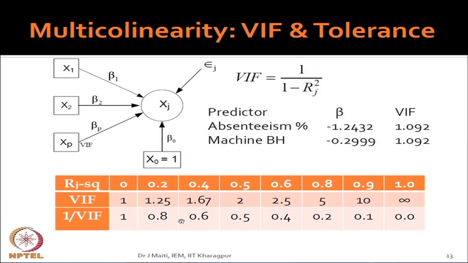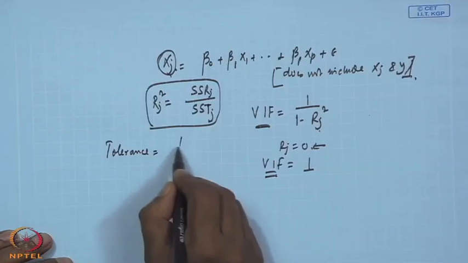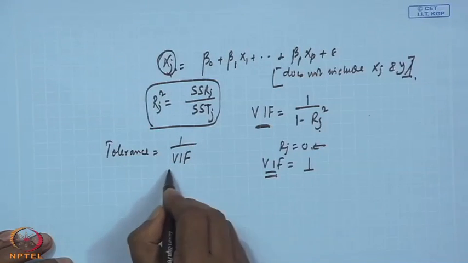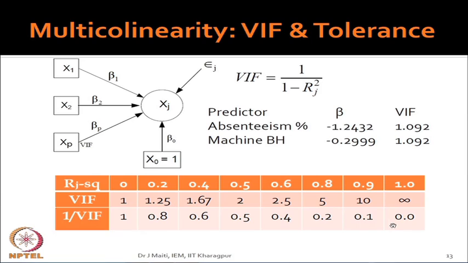Then there is another concept called tolerance. Tolerance is just the reverse: tolerance is 1 by variance inflation factor. So if you use tolerance or variance inflation factor, they are both the same. Ultimately, here you are getting a 0 to 1 scale, where any value is possible. If we get it in terms of a 0 to 1 scale, it is easier for us to interpret.